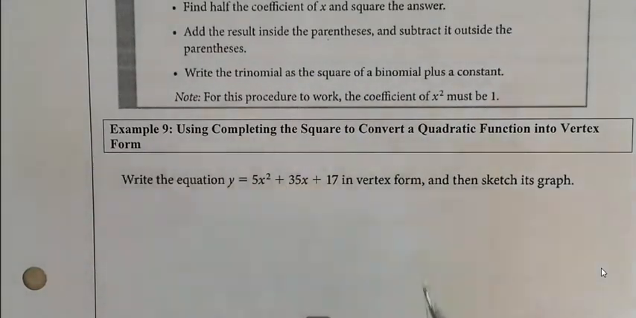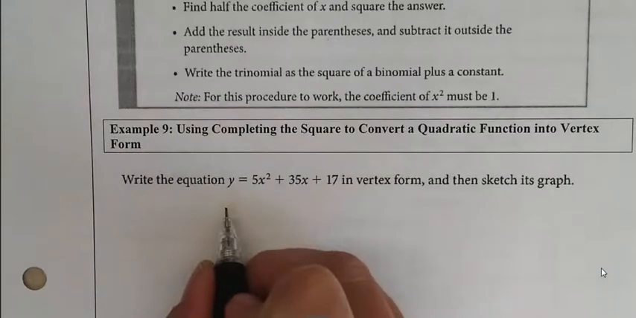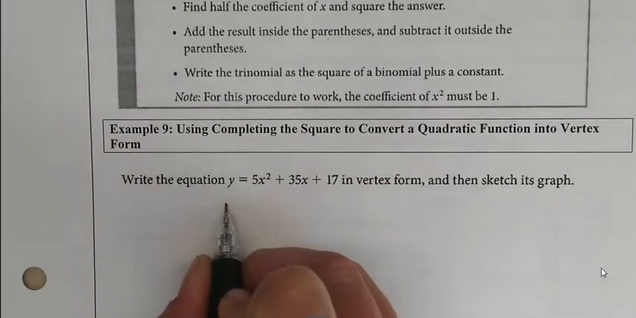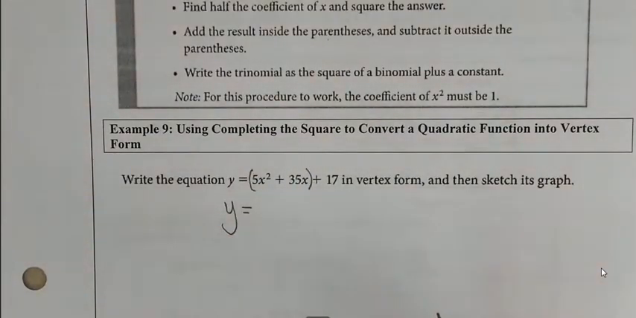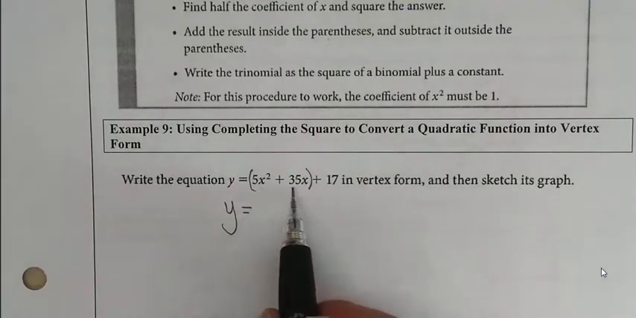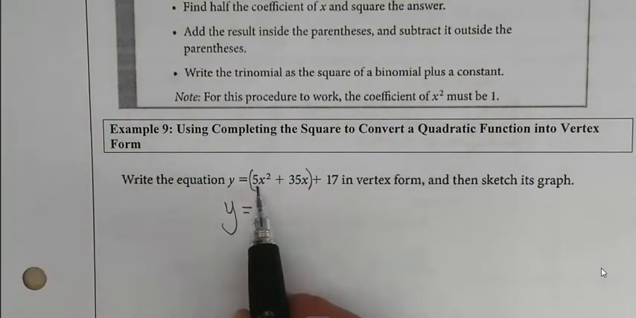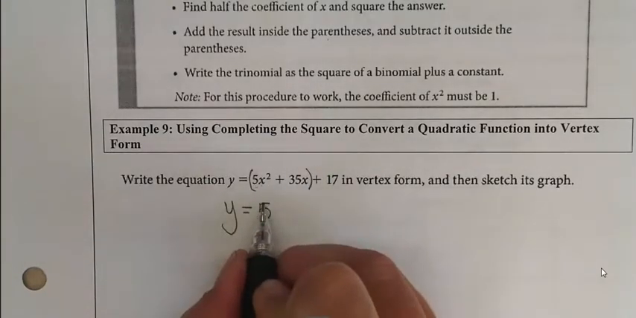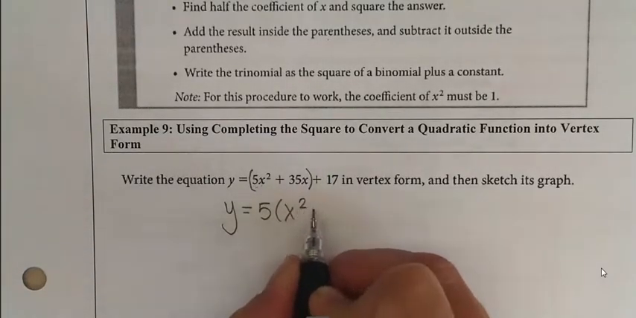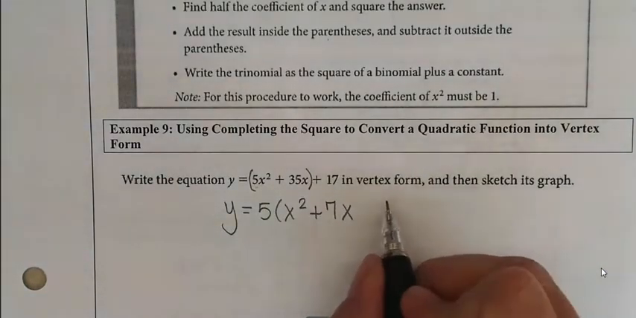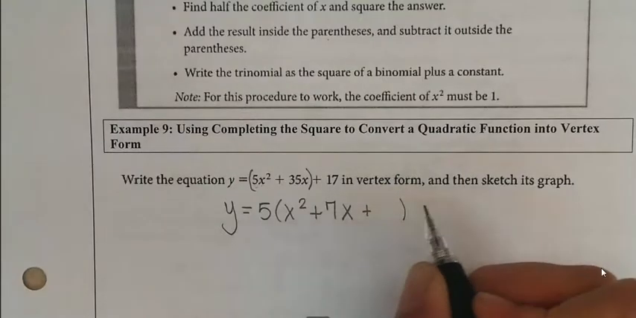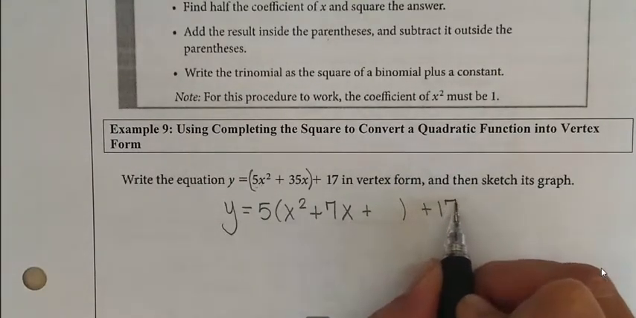So we're going to do it with this problem. The first thing I'm going to do is set this equal to 0. Actually, no, I'm going to leave y there, sorry. I'm going to group my x squared and x term. I'm looking at this and saying there's a common factor of 5, and I need x squared to have a coefficient of 1. So I can factor out the 5, leaving me with x squared plus 7x, and on the outside, plus 17.